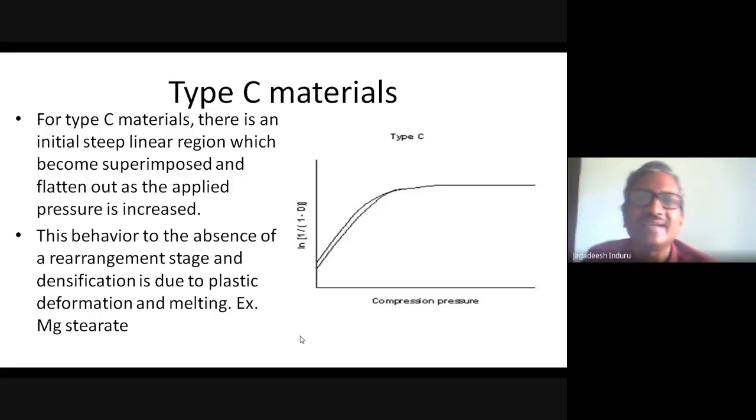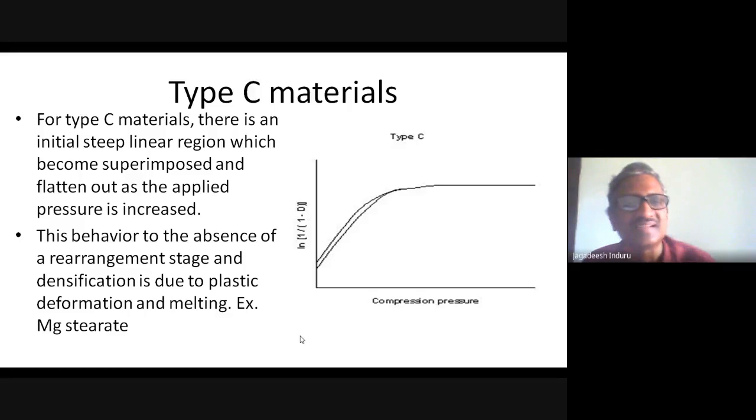They get melted at the lowest temperature, and the voids present in the material are getting filled. So this is the behavior of type C. For the type C material, there is an initial steep linear region which flattens out after application of the force. Why does it have a flat region? This behavior is due to the absence of the rearrangement stage, and densification due to plastic deformation and melting.